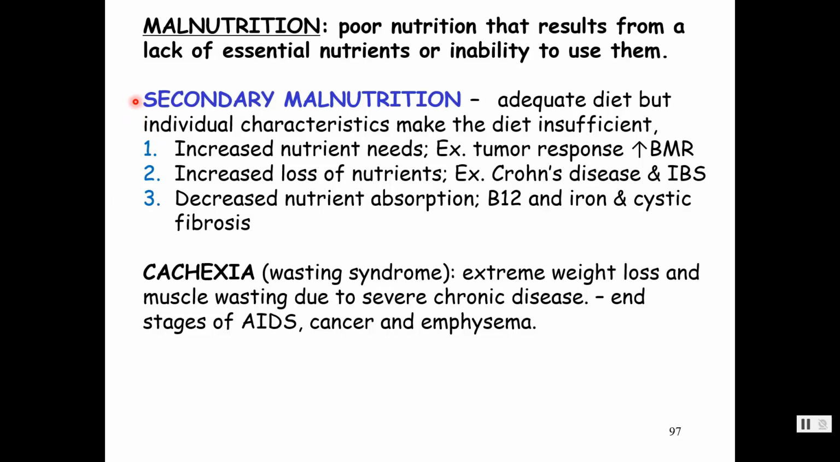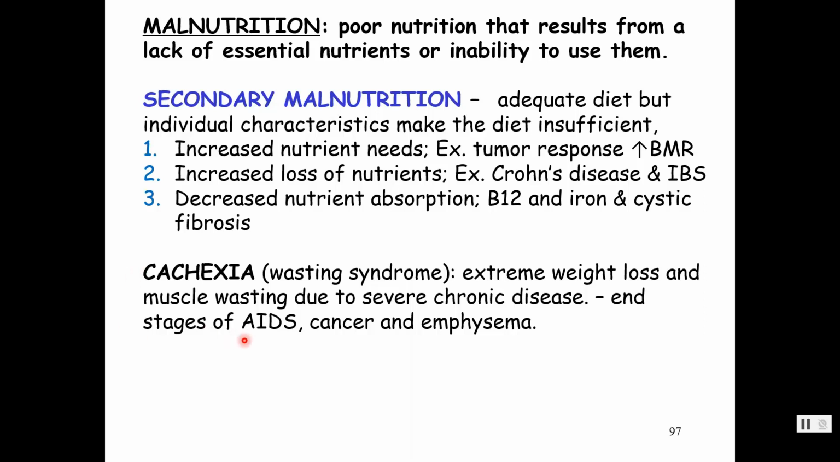Another type of malnutrition that you're going to run into clinically is secondary malnutrition. And so this has nothing to do with the diet, but basically individual characteristics or disease states make that diet insufficient. And so there are some diseases that increase nutrient needs. Some cancers actually, in response to tumors, the body will raise the basal metabolic rate. So that's where you get cachexia, which is that wasting syndrome, that extreme weight loss that you see in cancer, that muscle wasting, so any chronic disease.